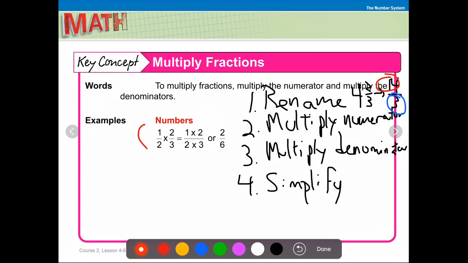Okay, so over here you can see we're going to try to rename. We don't need to rename. This is a fraction and this is a fraction. So renaming is good. We're going to multiply the numerators right here. 1 times 2 is 2. And we're going to multiply the denominators. So 2 times 3 is 6. So we're good. And then we're going to simplify. 2 over 6 is equal to 1 over 3.